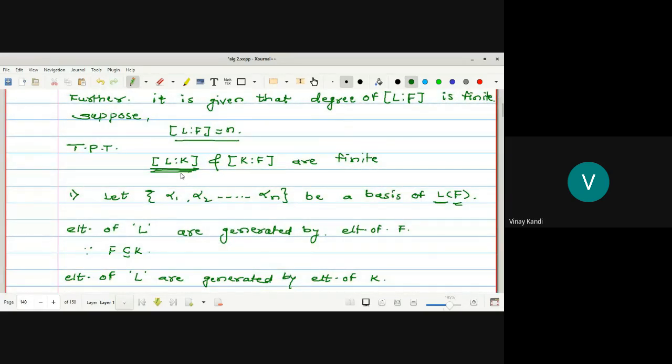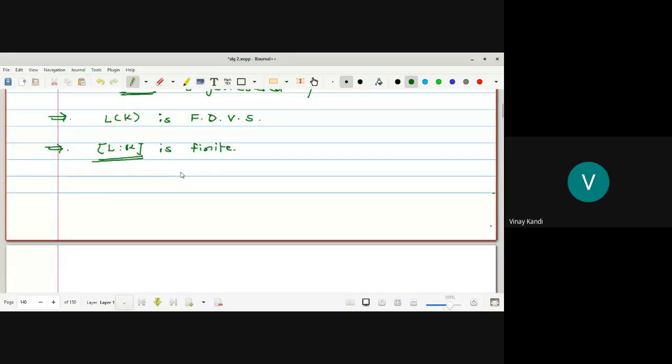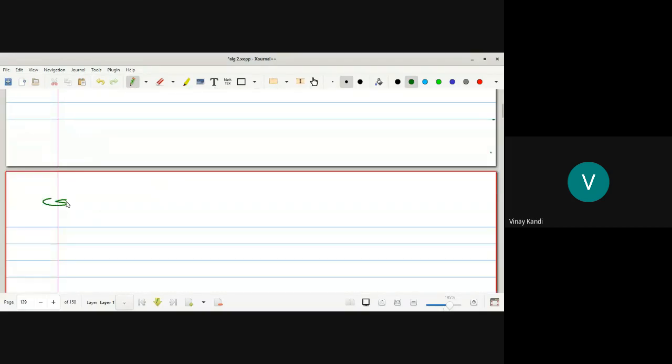Now, step number second. Step 2. Okay, so we know that the K over F is subspace of L over F. Therefore, why? Since K is contained in L. Okay, C over Q.